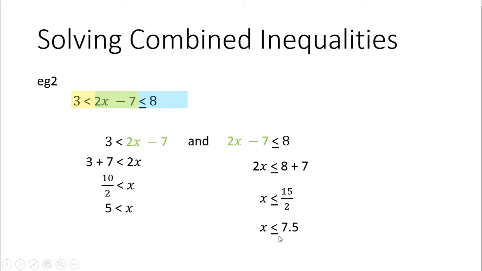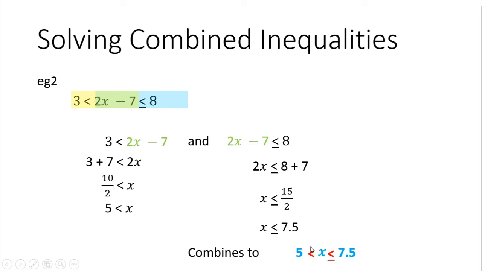Again, to combine those two inequalities together, let's write them in order from smallest to biggest. 5 is smaller than 7.5. We'll put x in between, and watch out, make sure we get these symbols right. Is x bigger or smaller than the 5? x is on the bigger side. Is x bigger or smaller than the 7.5? x is on the smaller side. So we've got those symbols in the right order.